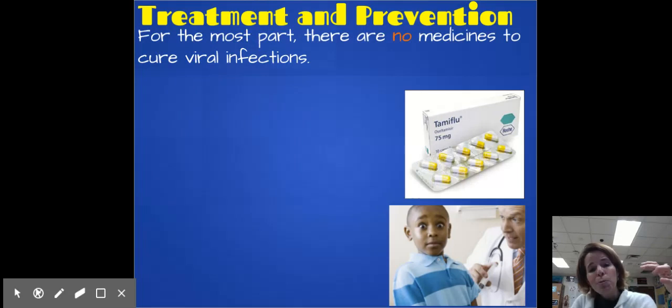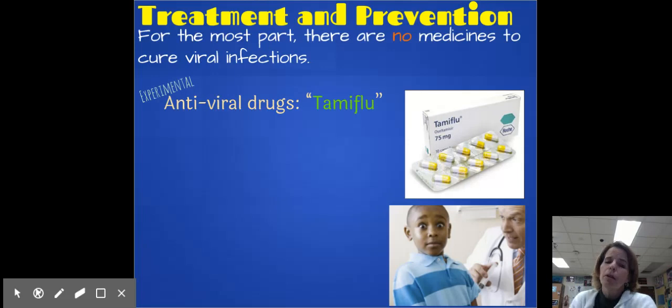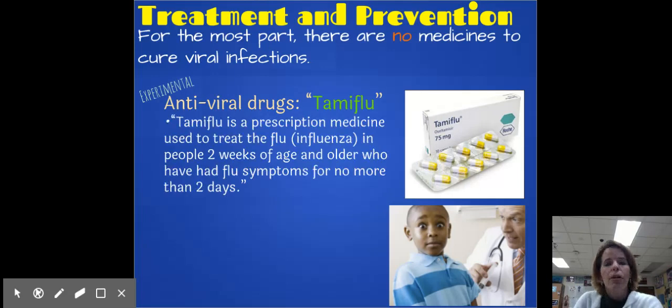Well, for the most part, there are no medicines to cure viruses. So once you come down with a virus, there's nothing we can do. There are experimental drugs like Tamiflu. Tamiflu is described as a prescription medication used to treat the flu in people 2 weeks of age or older who have had flu symptoms for no more than 2 days. The World Health Organization recently produced a study that said Tamiflu basically doesn't work very well. So Tamiflu is still experimental, and it's not a great cure.